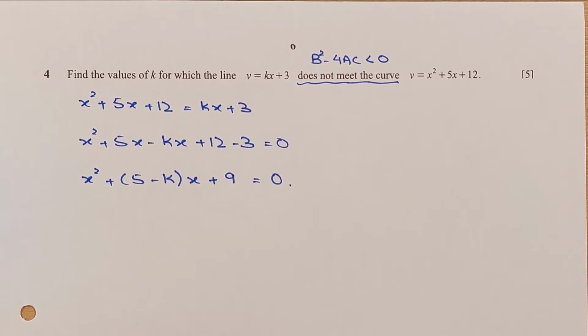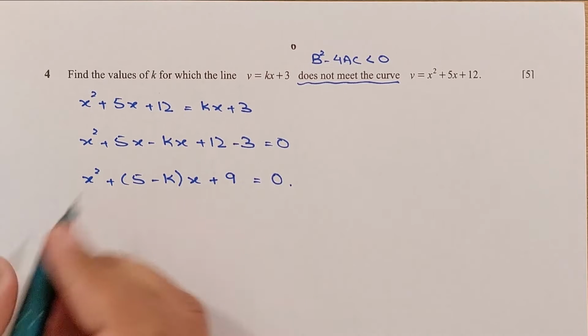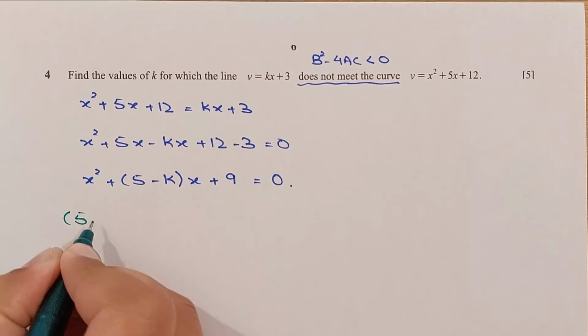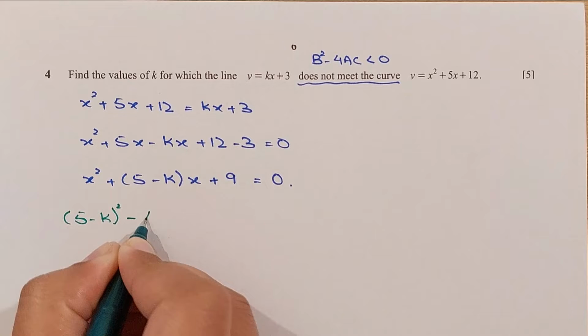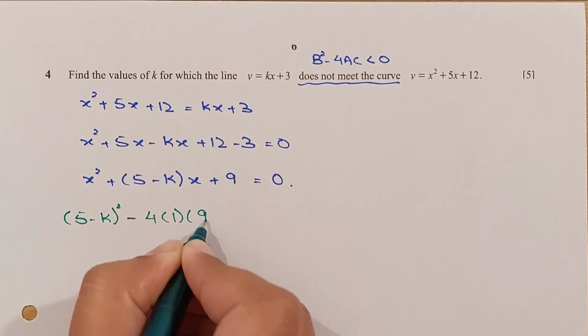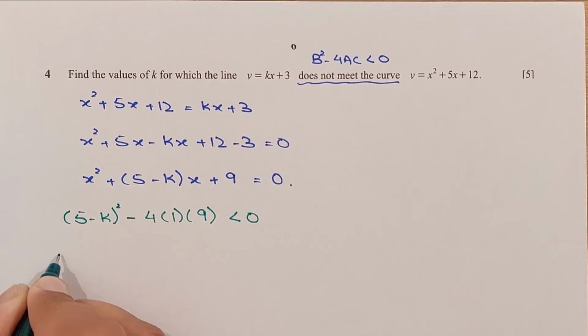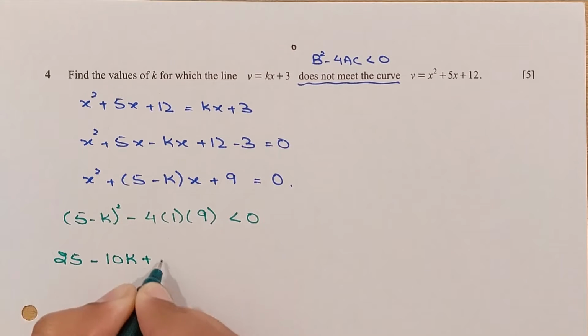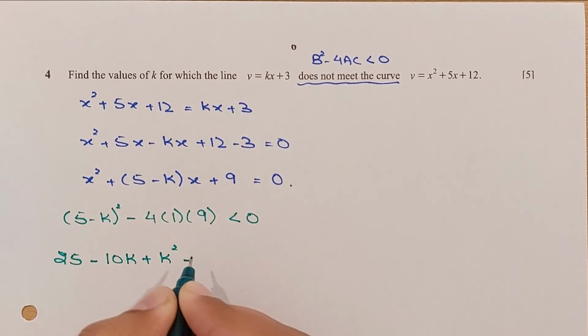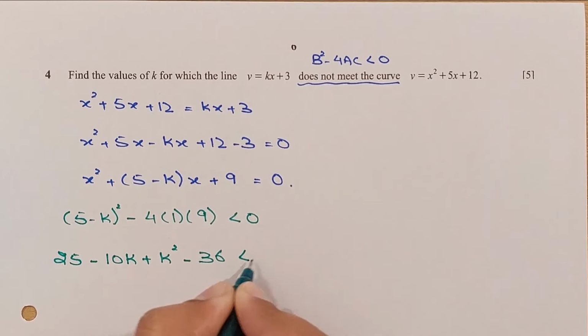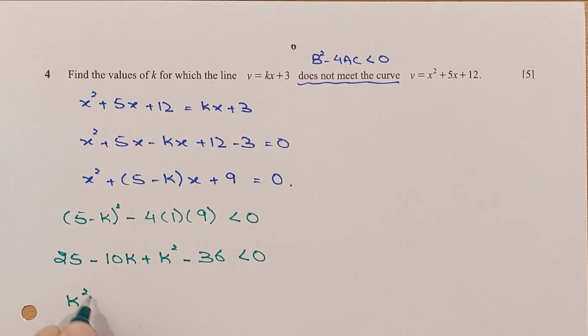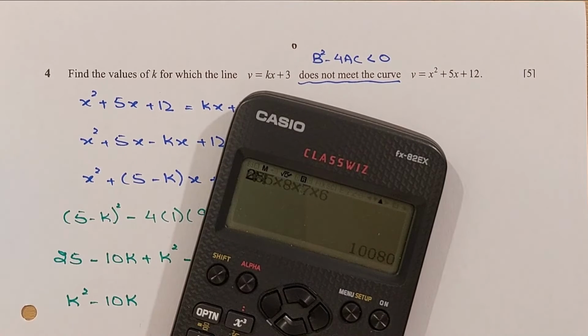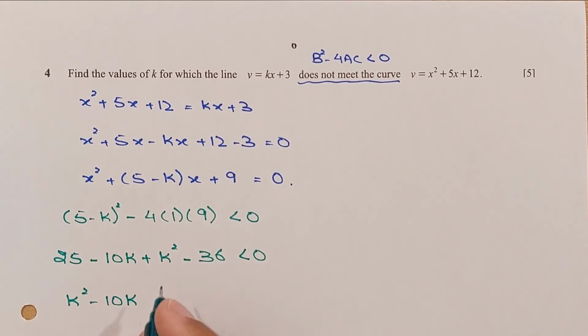Now the discriminant is negative. Let me solve the discriminant, that is b square minus 4ac. So (5 minus k) whole square minus 4 times the a value times the c value is less than 0. So 5 square is 25 minus 2 times 5 is 10k plus k square, and minus 4 times 9 is 36. This is less than 0. So k square minus 10k, 25 minus 36, negative 11, is less than 0.